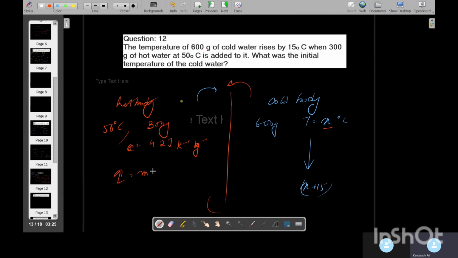Okay, so let us come back. Q equal to mcΔT. Here also Q equal to mcΔT. Now see, the temperature difference of water here will be how much?